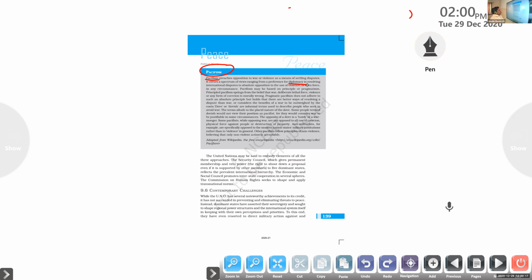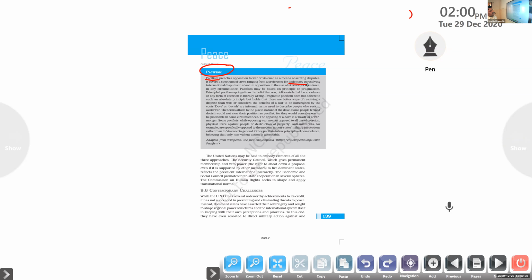Pacifism extends to absolute opposition to the use of violence. So pacifism is an ideology. It is absolutely against the use of violence or even force, in any circumstances. Pacifism may also be based on the principles of pragmatism. What do you mean by pragmatism?